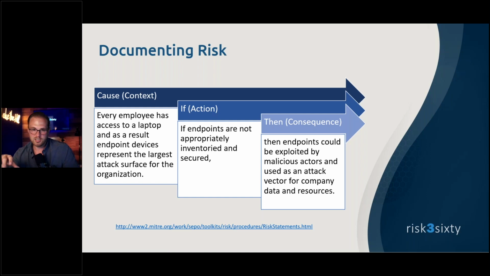If you look at NIST or MITRE, there's a good example here that I'm doing. They give you a 3-step process to document a risk, because a gap is only part of a risk. So how I recommend doing it is you say, what is the cause, and give some context around it. And if something happens, then there is a consequence, because every risk has to have a consequence.